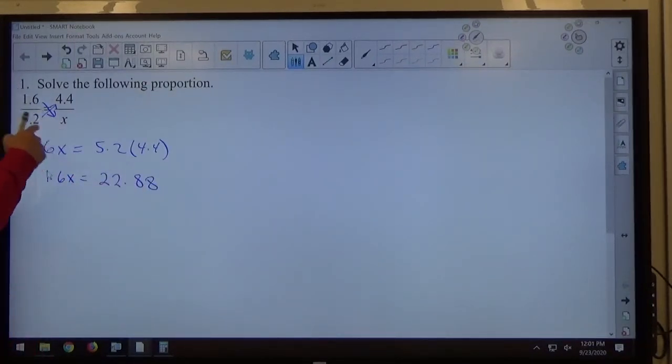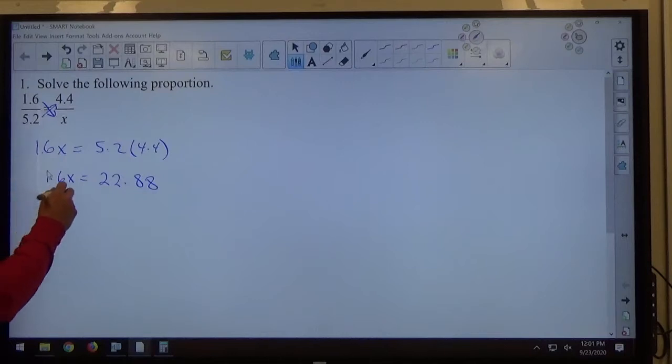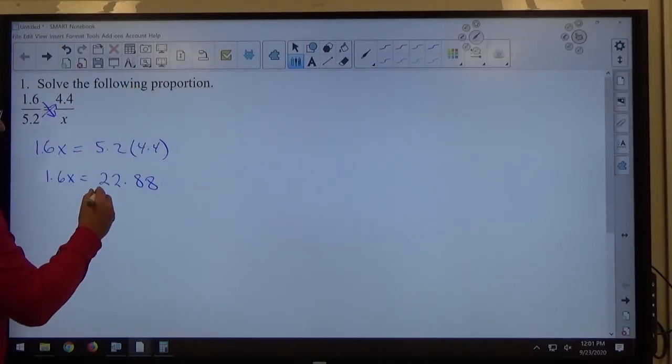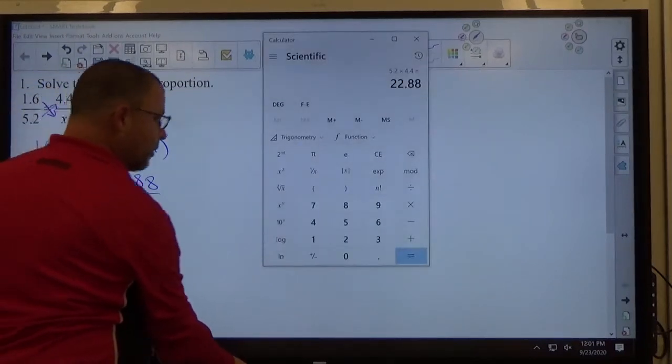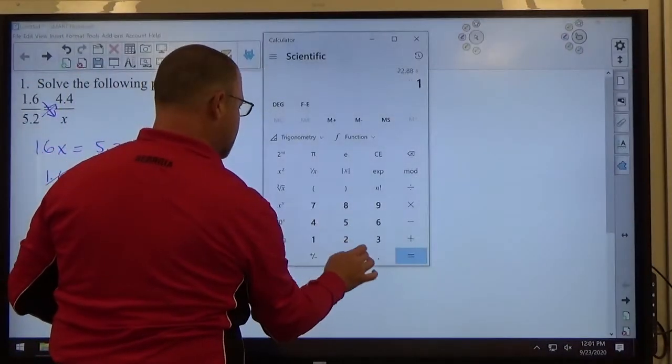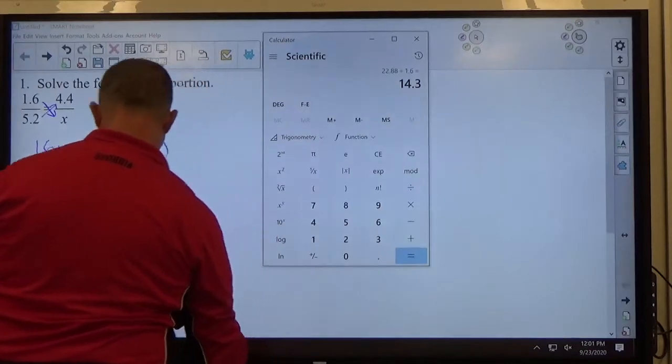So again, cross multiply. I want to say we've done about 50 proportions over the course of this chapter, so this should not be foreign to anybody here. It's pretty much the straightforward way of doing it. And then 1.6x equals 22.88, we divide by 1.6, and that comes out to, if I get my calculator divided by 1.6, it says the answer is 14.3.